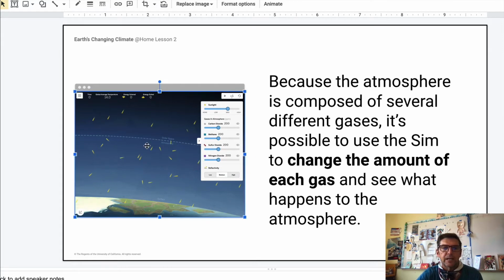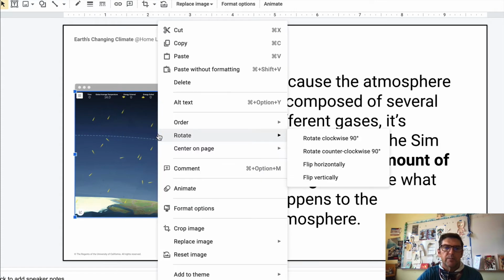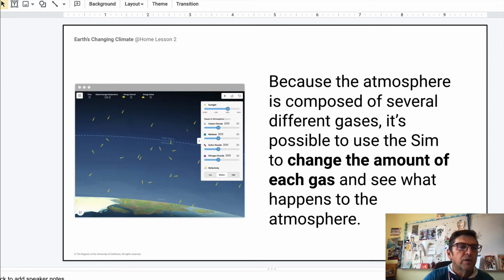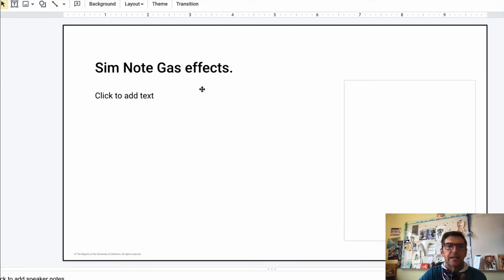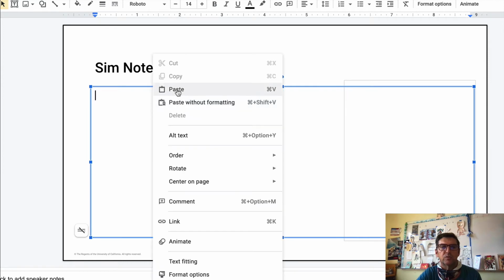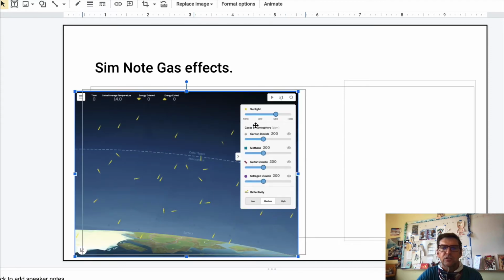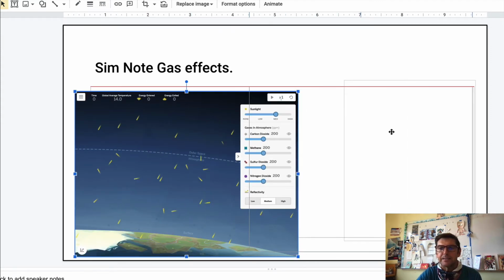Watch this. Take this image. I want to show you something. I'm going to copy it. You have this. Copy that image. Move it up to our top slide. And watch this. I'm going to paste that image. I now have a beautiful way to do my sims.